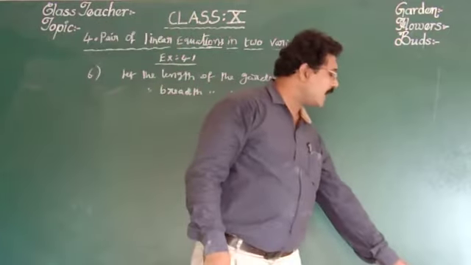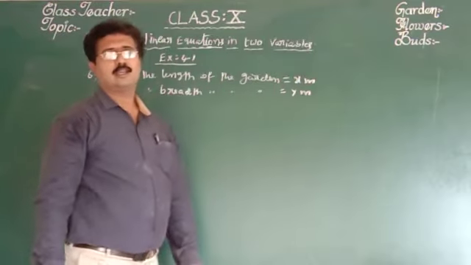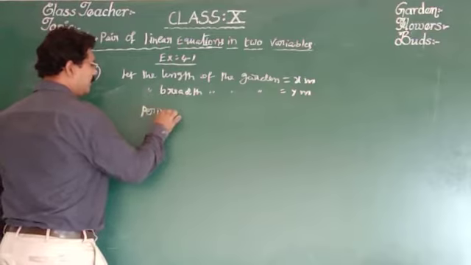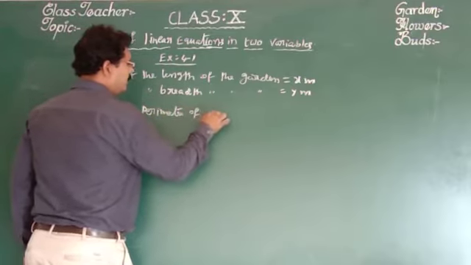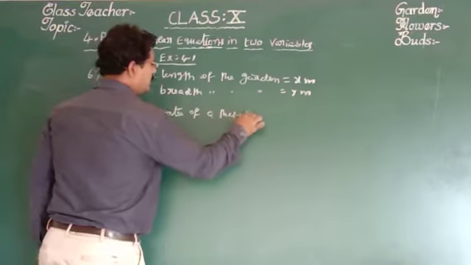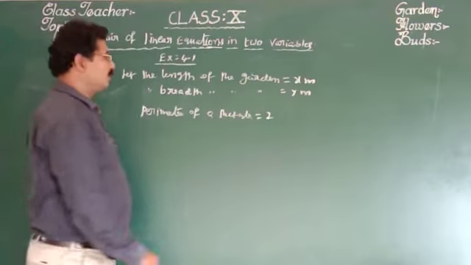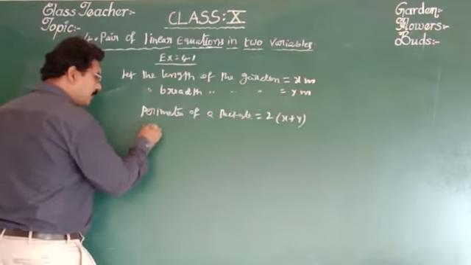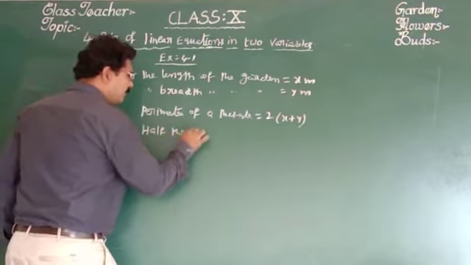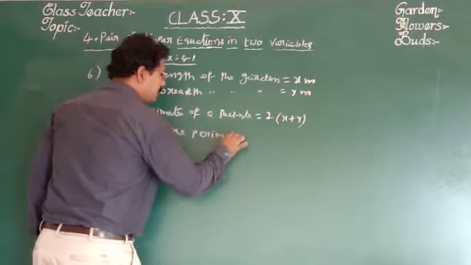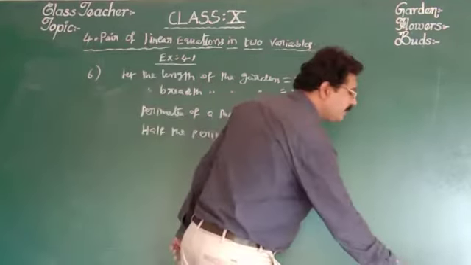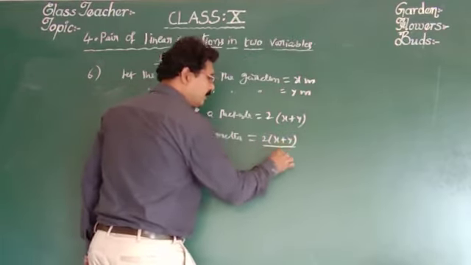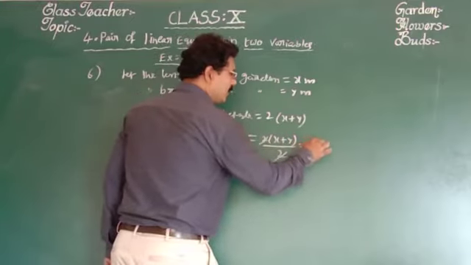According to the question, half the perimeter of a rectangular garden. What is meant by the perimeter of a rectangular garden? The perimeter of a rectangle is equal to 2 of L plus B, that you know. So that is 2 of x plus y. But half the perimeter of a rectangle is equal to 2 of x plus y by 2. 2 gets cancelled, which is equal to x plus y.